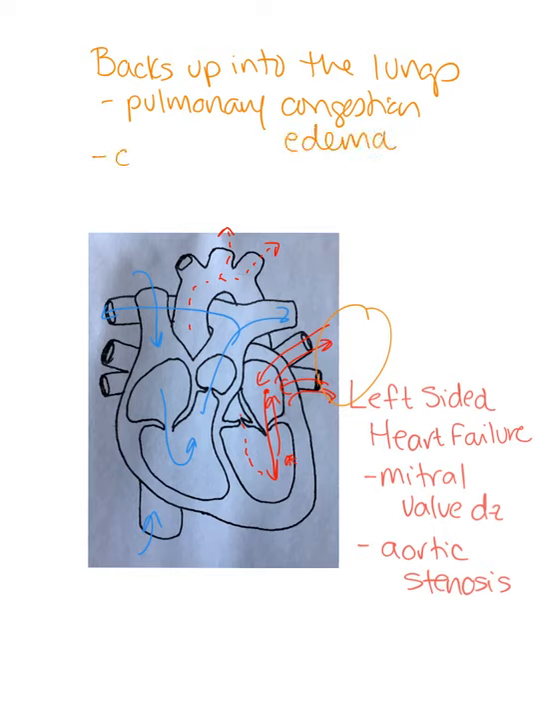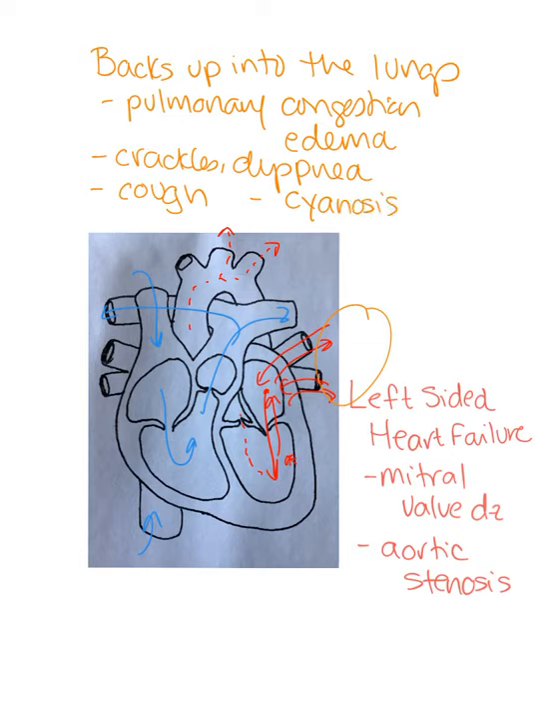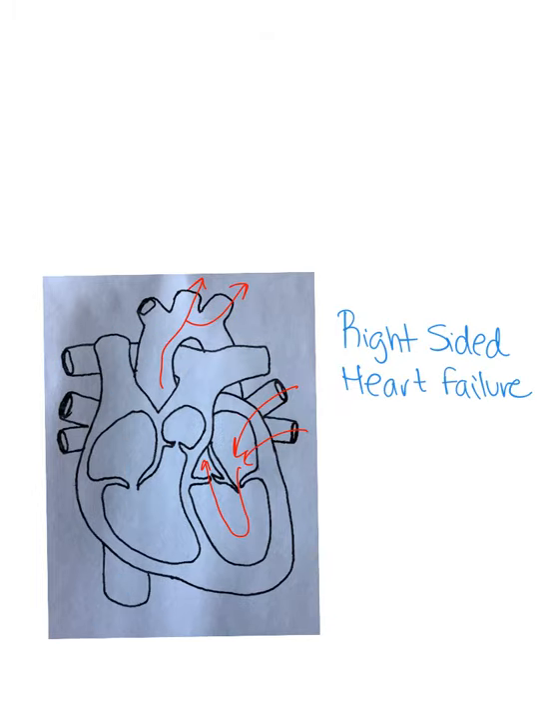You'll also be hearing crackles in those lungs. You'll have some disturbances in the breathing, so we'll see some dyspnea. You can also hear coughs. And if this gets more severe, they can become cyanotic because of a real decrease of the amount of oxygen that their blood is getting. And this is what left-sided heart failure will look like in your patients.